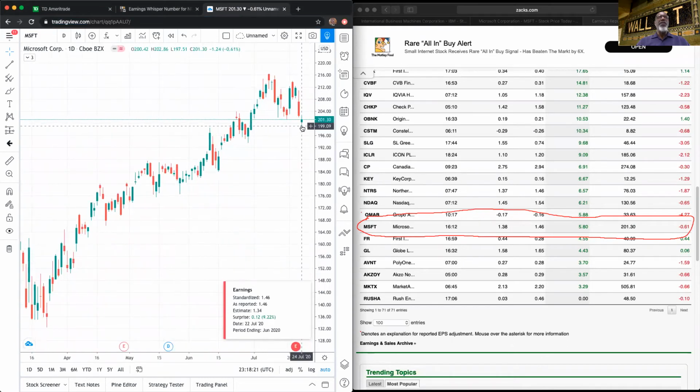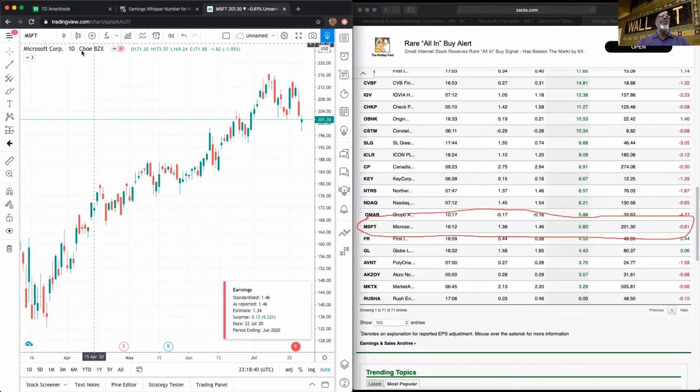So here's Microsoft. Prior to the earnings coming out, the stock drifted down. Part of it was the market. It reported earnings, they were better than expected, but the stock didn't hold up. All right, you can see what's going on here.